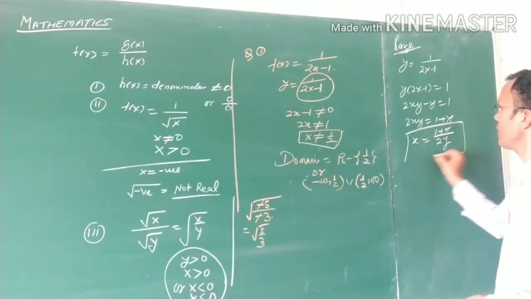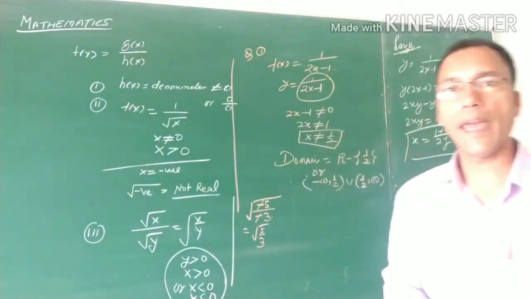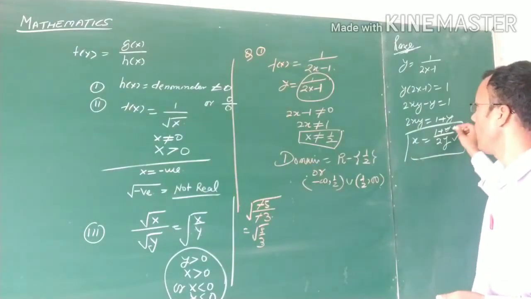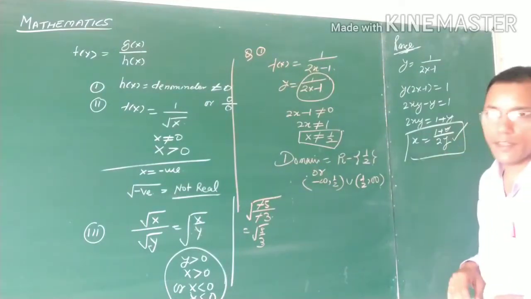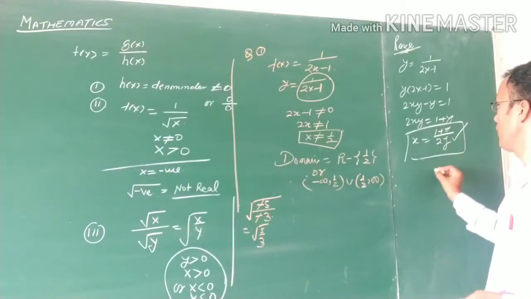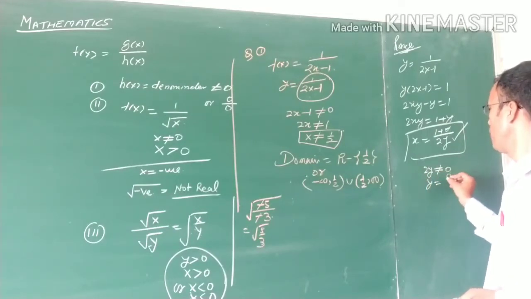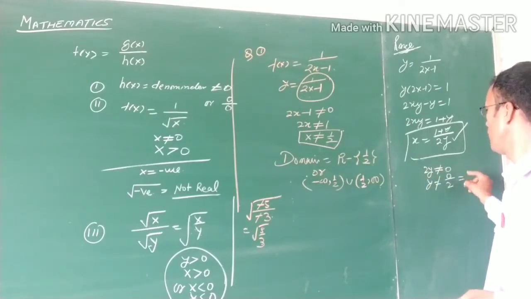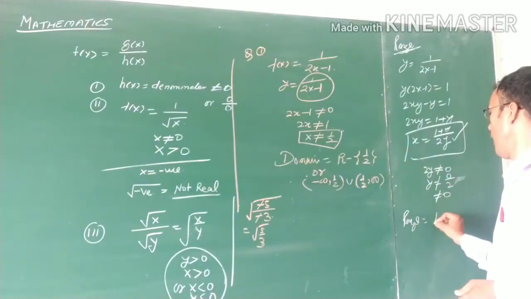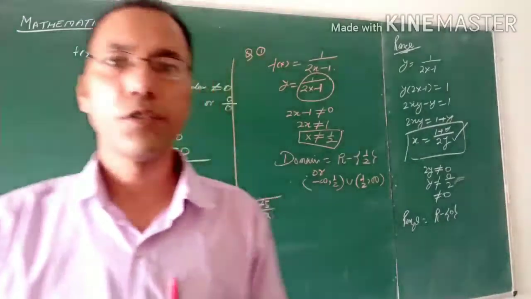So the function has been reciprocated. First, the independent variable was x. Now in this question, the independent variable is y. The numerator is not a problem for us, because it is not in a square root. In this case, the denominator 2y is not equal to 0, then y is not equal to 0 upon 2, that means y is not equal to 0. So the range of the function is R minus 0. This is called the range of the function, R minus 0, right?